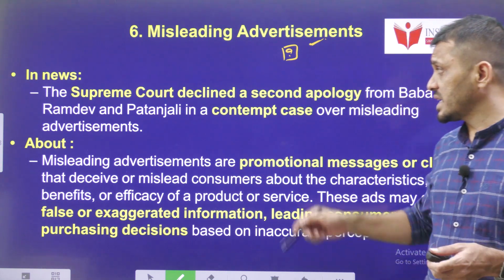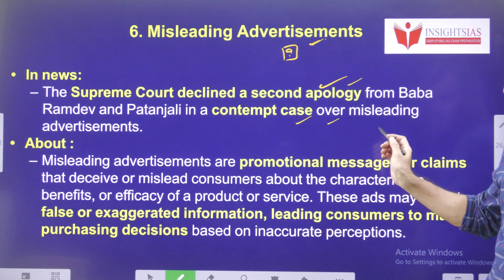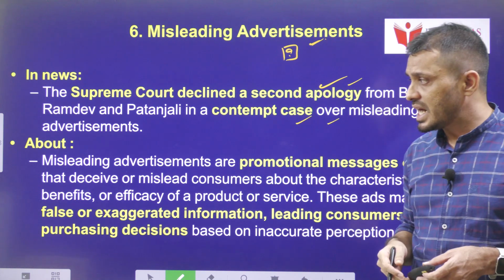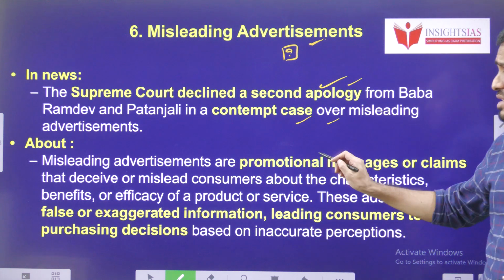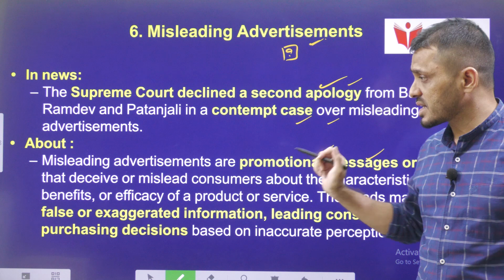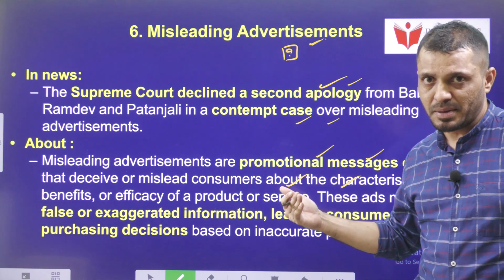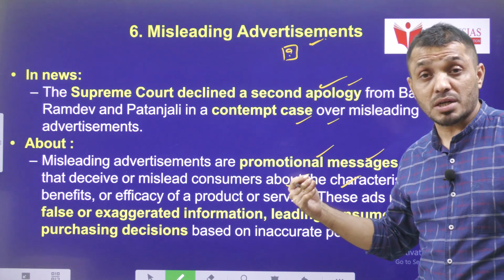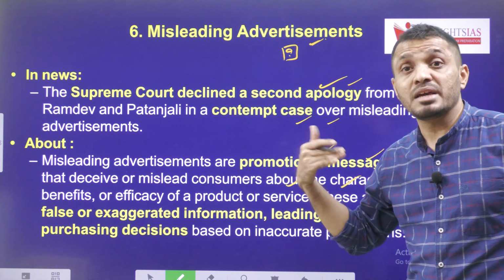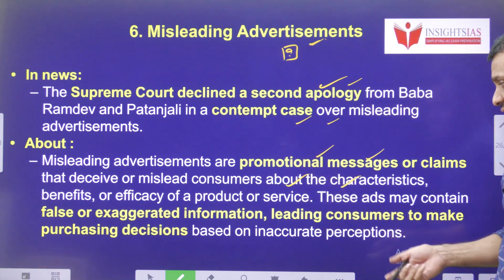The Supreme Court declined a second apology from Baba Ramdev and Patanjali in a contempt case over misleading advertisement. Misleading advertisement is about promoting through a promotional message or claims that deceive about the characteristics or benefit. That means even though a particular product does not have that quality, you are claiming that the product has that quality. That is about misleading advertisement.